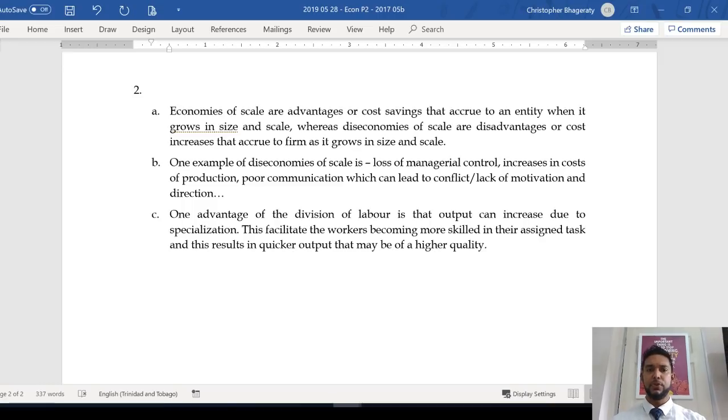All right, output can increase due to specialization. This facilitates the workers becoming more skilled in their assigned task. I feel like I'm missing something there. Specialization facilitates workers. Yes, I think that's sufficient.